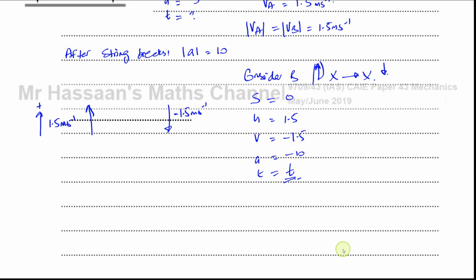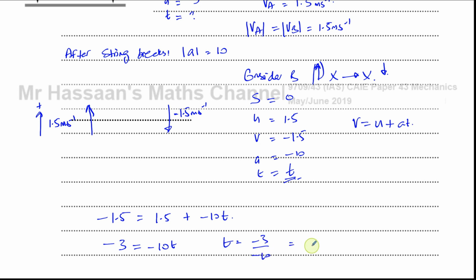All right. So we can very easily here use v equals u plus at. Makes it very, very easy then. So minus 1.5 is equal to 1.5 plus minus 10 times t. So you're going to subtract 1.5 from both sides. So minus 3 equals minus 10t. So t is going to be minus 3 divided by minus 10, which is going to be 0.3 seconds.